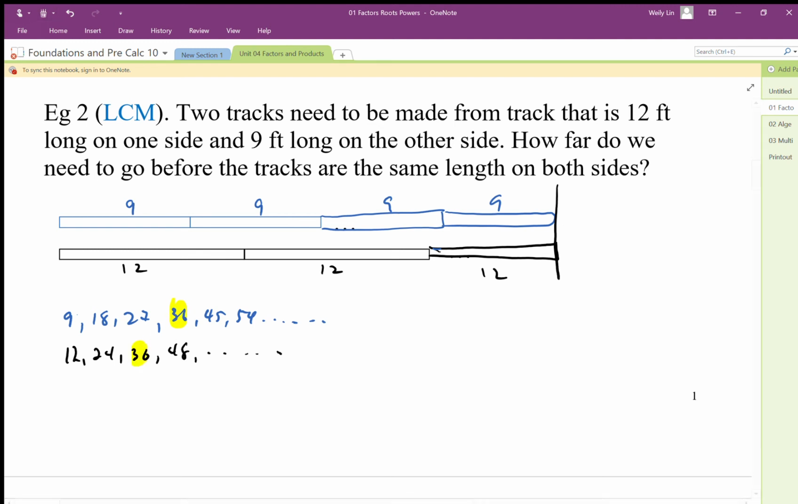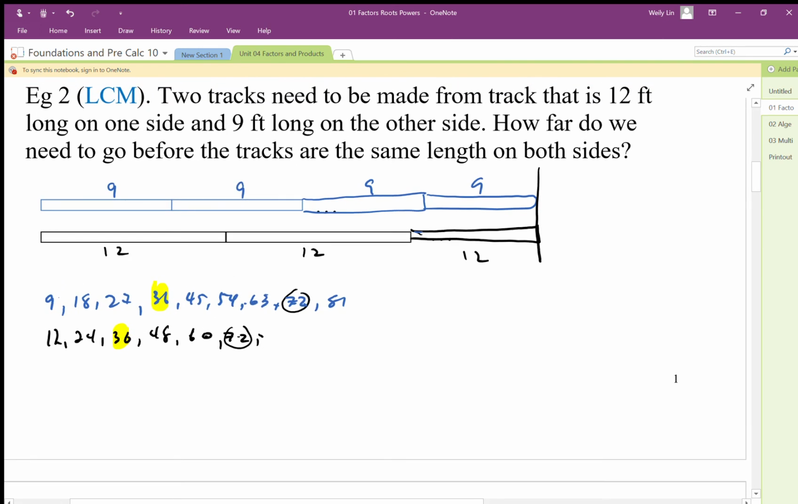And we can note that if we keep on going, 63, 72, 81, we know that now that we have a common multiple, every multiple of 36 is going to match as well. Okay, so 36, if we double that, we go to 72, both those will match. And then we can go to 108, and both of them will match. So that's one way we do it. We can just list it out and see where the multiples are.